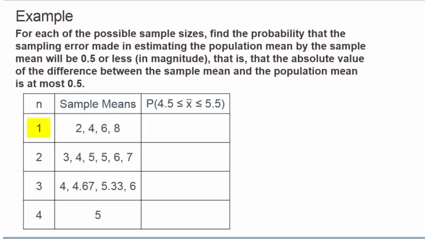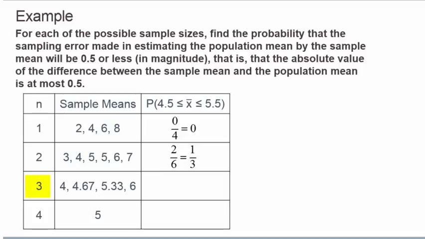So I'm looking at n equals 1, and I want to find how many of the means fall in that range. I have 2, 4, 6, and 8. None of those numbers fall in the range of 4.5 to 5.5. So again, I have a probability of 0 divided by 4, which is 0. When n equals 2, I have 3, 4, 5, 5, 6, and 7. I have two means that fall between 4.5 and 5.5, so I have 2 out of the 6, which is a probability of 1/3.